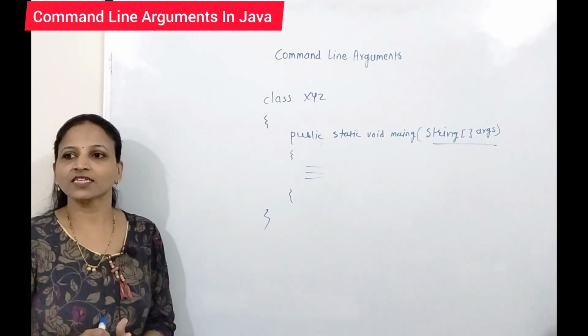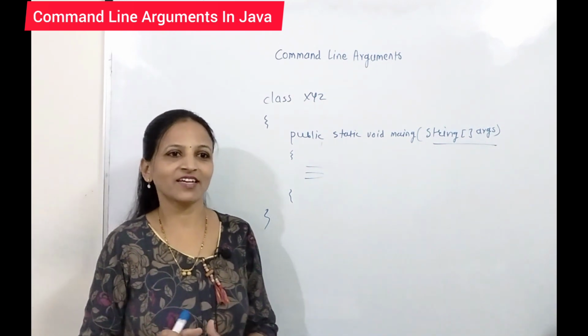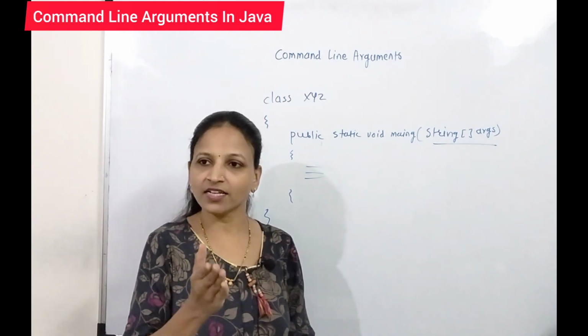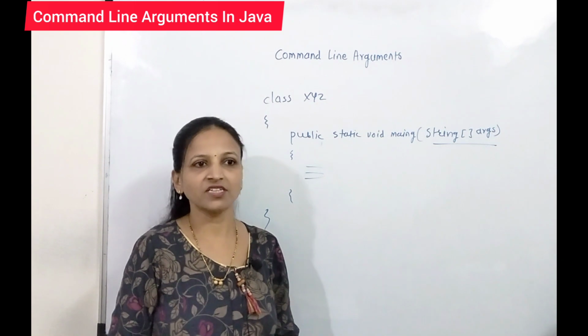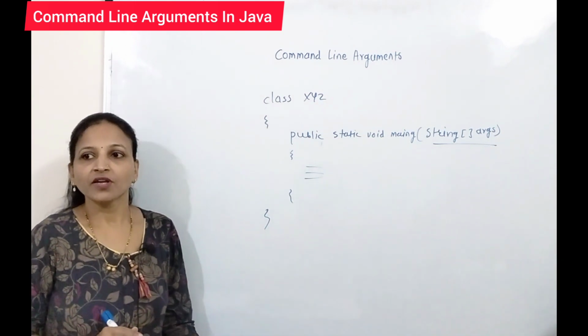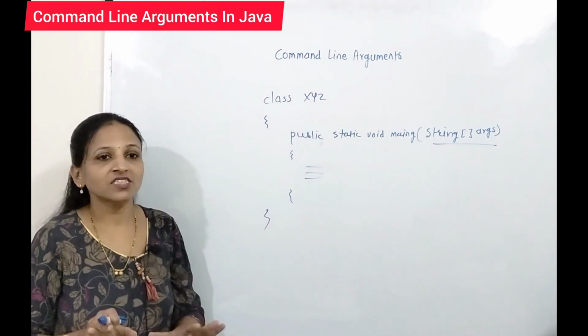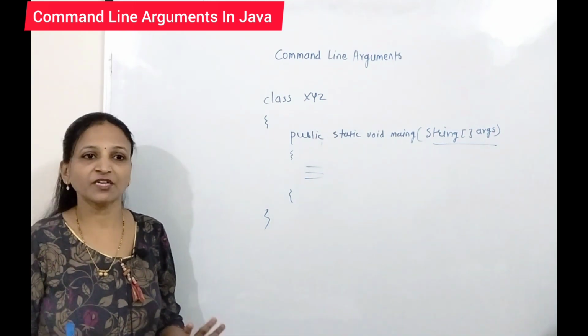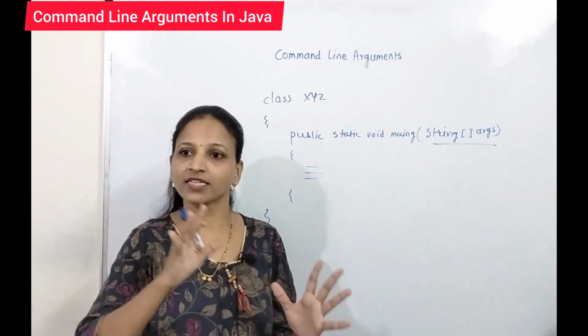In the case of C, the program name is also a command line argument. The first command line argument is considered the name of the program, and the remaining actual arguments follow. In Java, the name of the program is not considered part of the command line arguments. Always keep in mind, this is the difference between command line arguments in C and in Java.